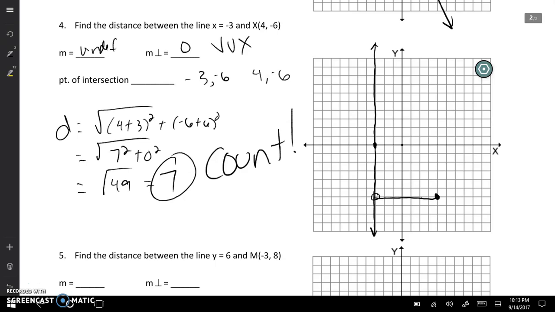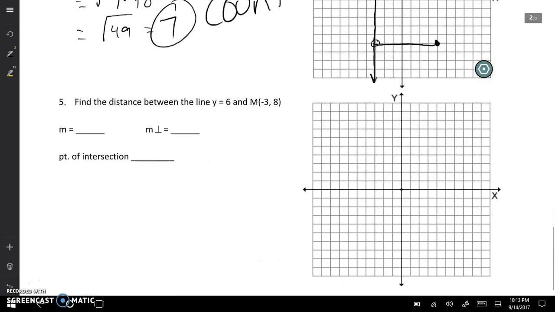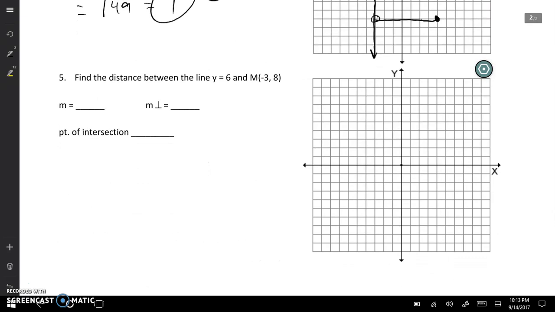Okay, try the next one. Hit pause, see what you can do. All right, we're going to go y equals 6. That's a horizontal line. 1, 2, 3, 4, 5, 6. We're going to go straight across. We're going to find the distance to negative 3, 8. So we're going to find that distance right there.